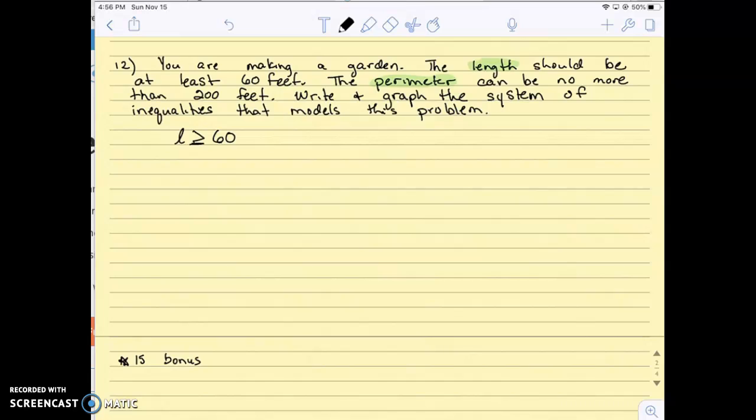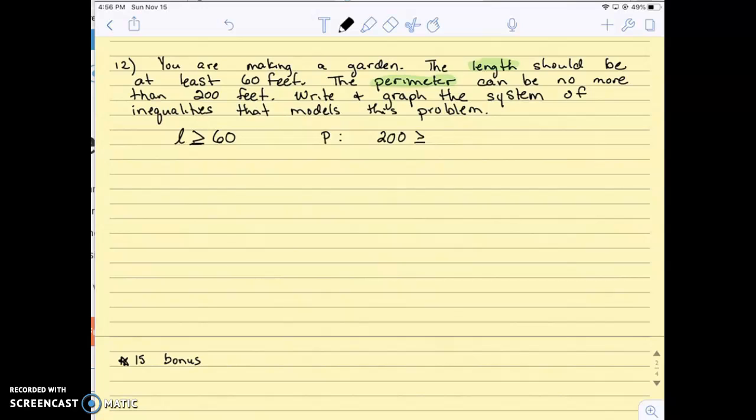Then we have the perimeter. Okay, so perimeter. Perimeter is not one of our variables. We're just going to put perimeter down there. Can be no more than 200 feet. So 200 is the most it can possibly be. So that's also going to be a greater than or equal to.